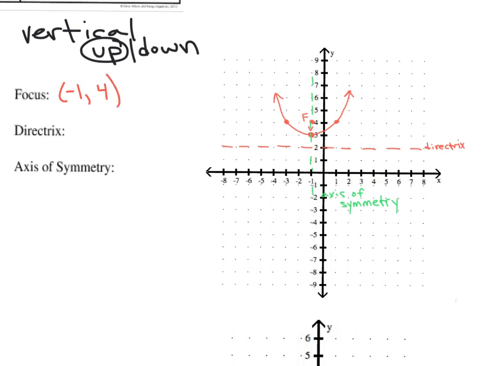Directrix is y equals 2. And the axis of symmetry, x equals -1.